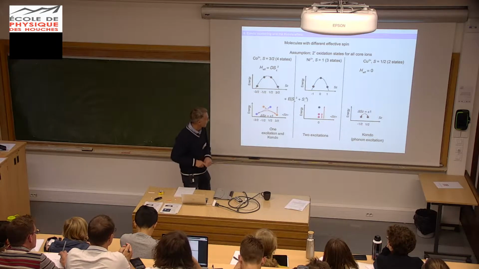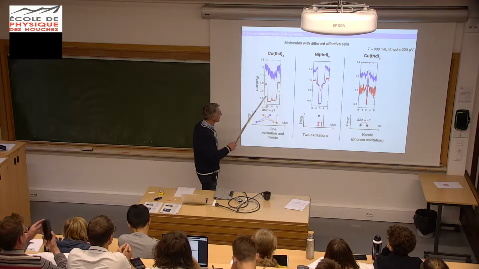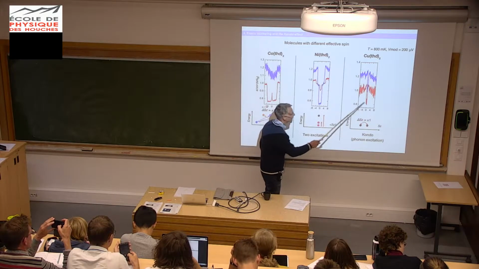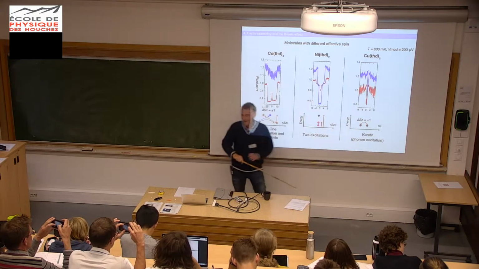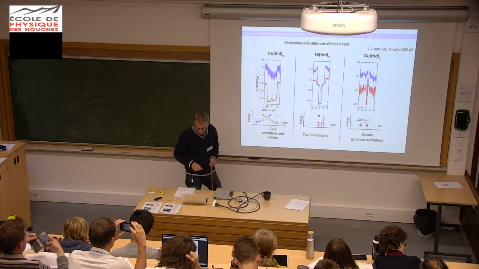And that's the picture again. So here we have Kondo and 1 excitation. Here we have 2 excitations that you can see here, and you have 1 Kondo. And this step, you have to believe, we apply the magnetic field and it does not split, so it's not a magnetic excitation.